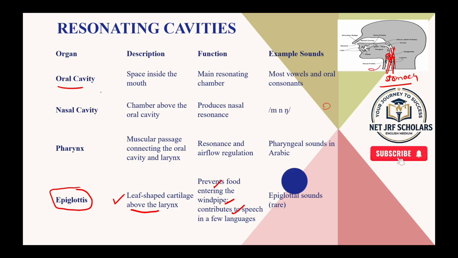In the oral cavity, as I said, if the velum is raised, the air comes from the oral cavity, and the sounds produced are called oral sounds. If the velum is lowered, the air passes through the nasal cavity, and these are called nasal sounds, such as m, n. And the pharynx is the muscular passage connecting the oral cavity and the larynx. This part is the pharynx, for resonance and airflow regulation. The air has to pass by touching the pharynx.